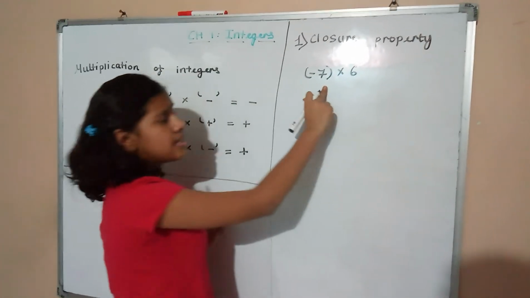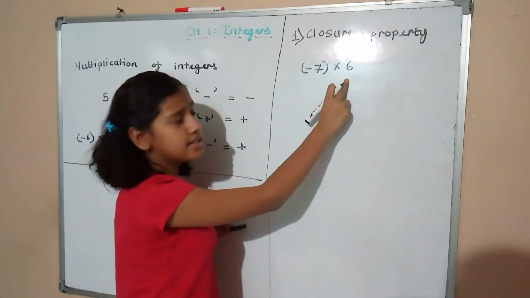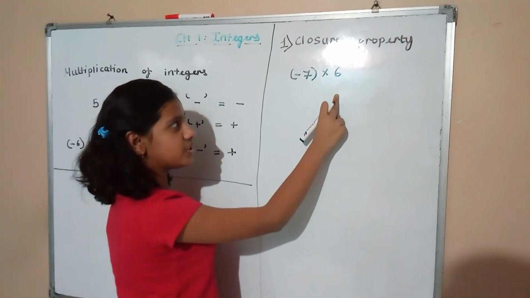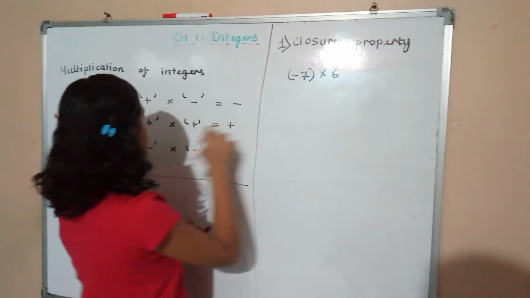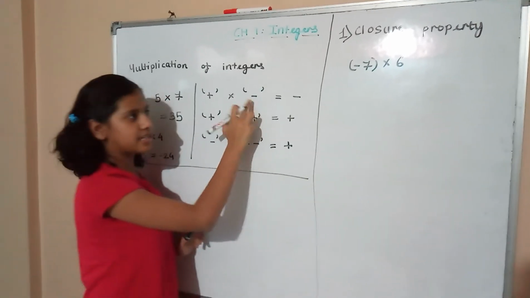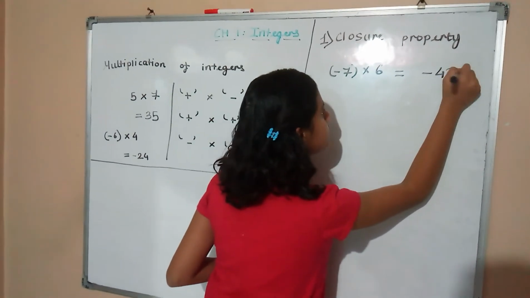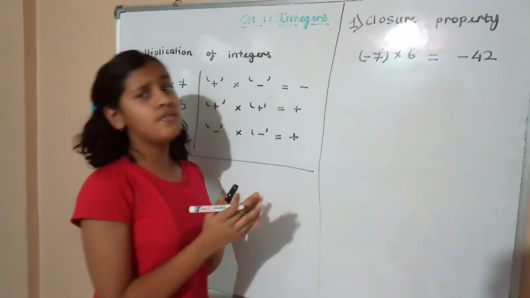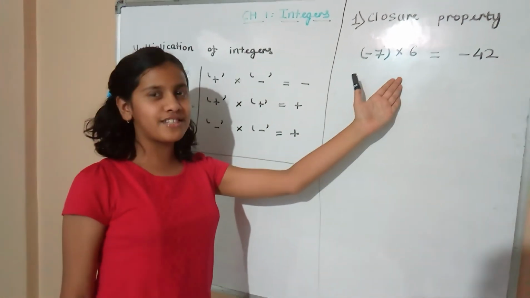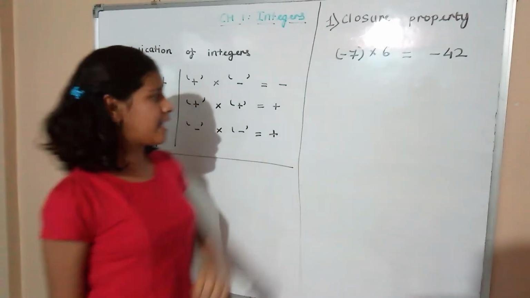So we need to do 6 into 7, which we can calculate. So 6 5 is 30, 6 6 is 36, 6 7 is 42. And we know that when I've got a positive and a negative integer, I'll be putting a negative sign. So -42. Over here, we can see that when I'm multiplying a negative and a positive integer, I'm getting a negative integer as my answer.